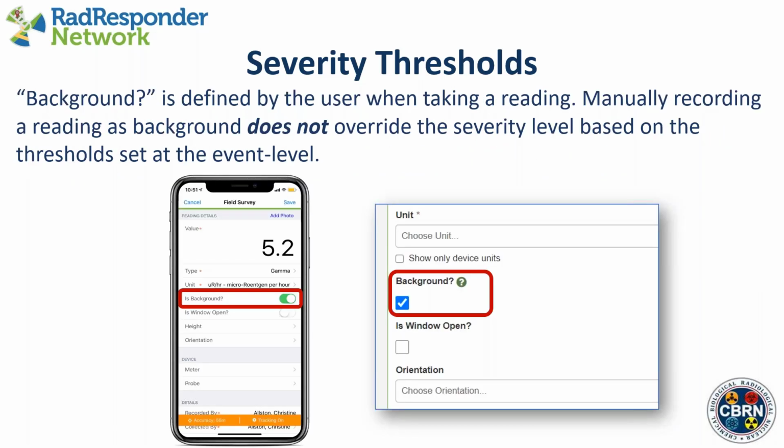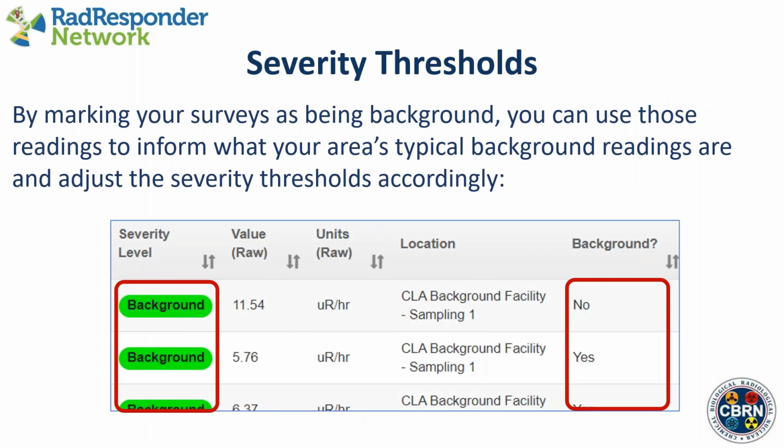As a note, the background feature is defined by the user when taking a reading. So manually recording a reading as background does not override the severity level based on the threshold set at the event level. By marking your surveys as being background, you can then use those readings to inform where your area's typical background readings are, and you can then adjust those severity levels accordingly. So I can see here, even though the severity level for these top two readings fall within the background range, the first one, the 11.54 micro-R per hour, was not marked as background, while the 5.76 micro-R per hour was. So you can use this to help inform what you want your severity threshold to be.